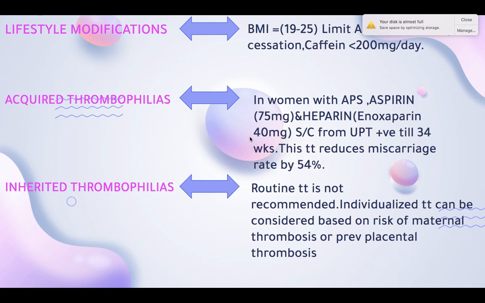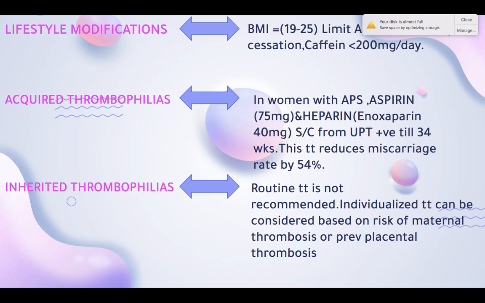This is a must exam question. So what are we going to recommend for acquired thrombophilias, and what does this guideline recommend about women who are diagnosed with antiphospholipid syndrome? Aspirin 75 milligram and heparin, enoxaparin 40 milligram subcutaneously. And remember when we have to start this and when we have to end this, right?